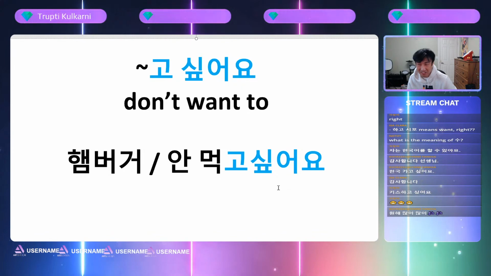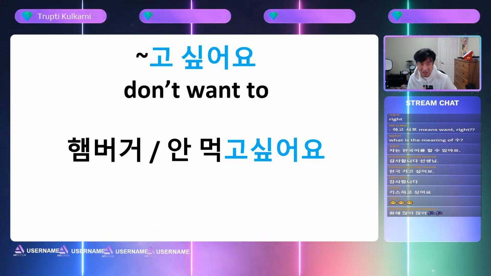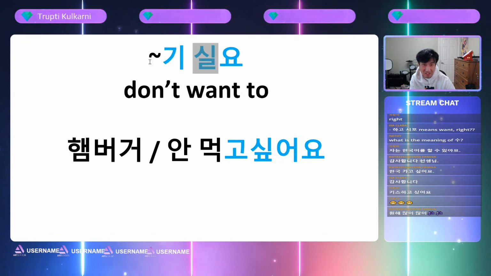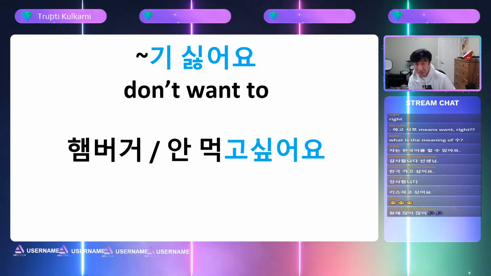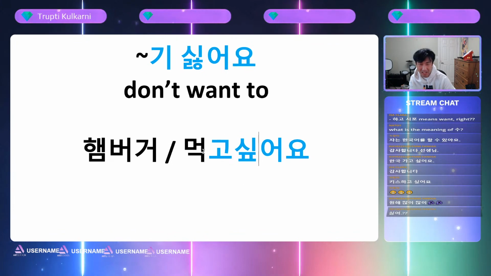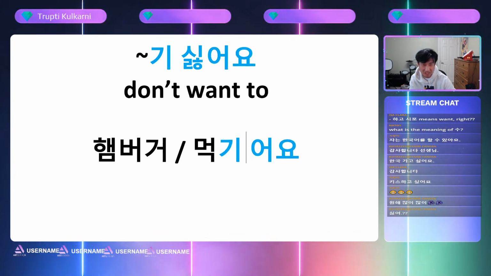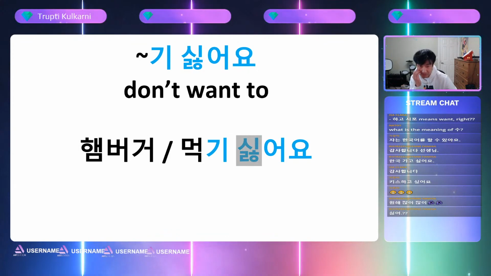Okay, but then there's the hard way, and I don't know why we have both ways, but unfortunately this is the harder way, which is 먹기 싫어요. 싫어요. It's don't want to. So it's the same thing. You just add that instead. 기 싫어요. But then instead of 고, it's 기 this time. 먹기 싫어요.